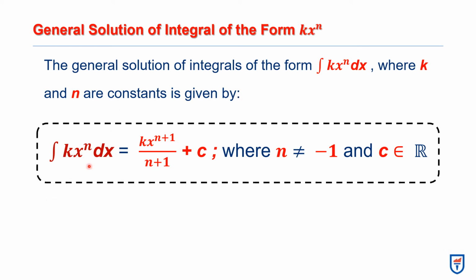The integral of such a function, we integrate by adding 1 to the power of our variable. Here we have the power n, so we say x to the power n plus 1. Then we divide by the total power after we add 1, which is n plus 1. Then we add our constant c. This becomes the solution of the integral of k x to the power n dx, where n is not equal to negative 1 and c is a real number.